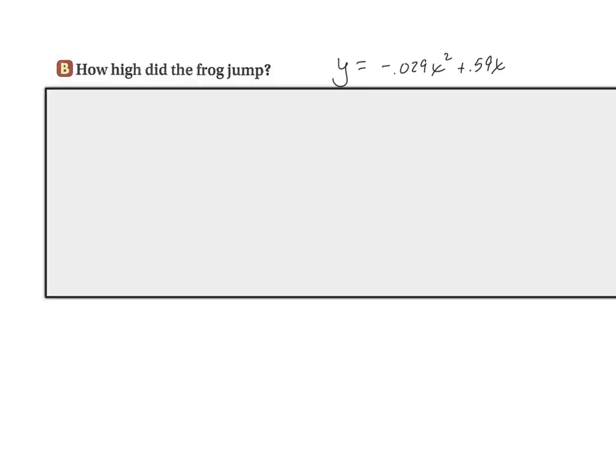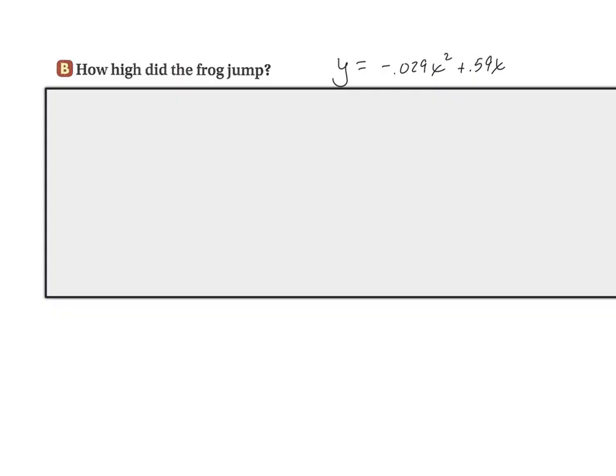All right, last question here. How high did the frog jump? If you look back at the last page, we had a parabola. It was opening down. That's why we have a negative a there. So when I talk about the vertex, that is called the maximum height, all right? Because it opens down, so the vertex is on top of the parabola. If it opened up, it would be a minimum, all right?